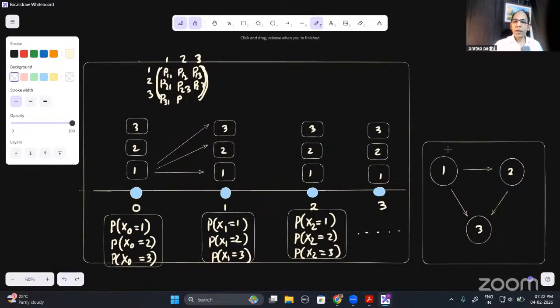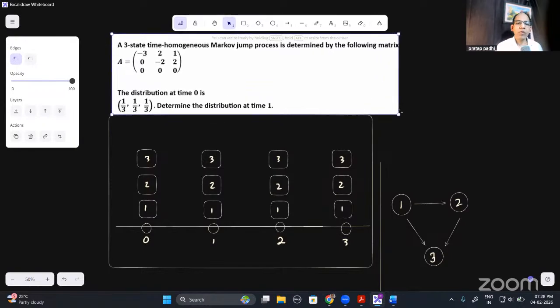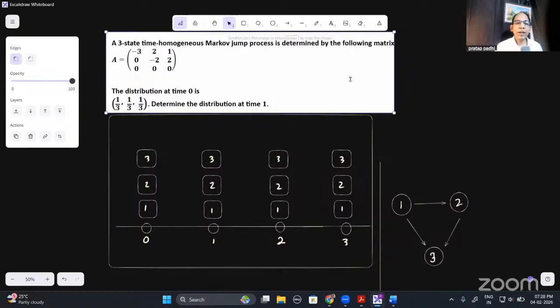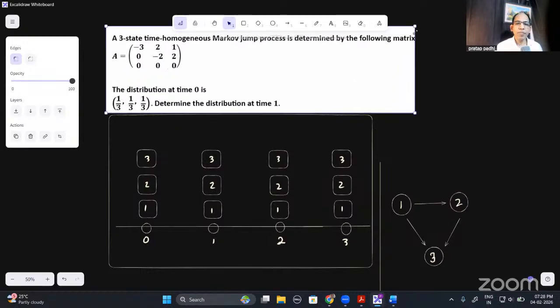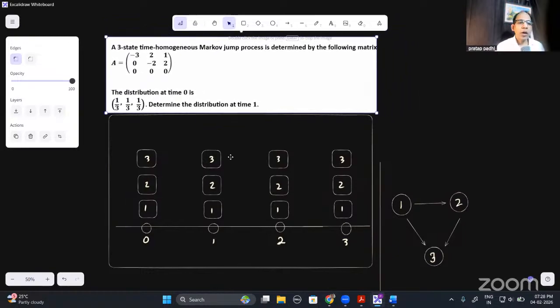What we can do here is, suppose claims arrive, or someone appeared for an interview, or we can say someone applied for a job. So I can write job application. Let me write application a little bit bigger, because we'll spend 70% of today's time on this question. The question says, if you see carefully, a 3-state time homogeneous Markov jump process is determined by the following matrix.